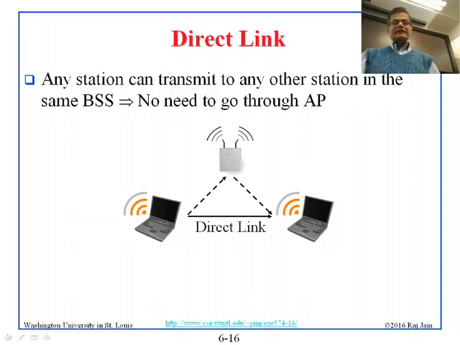All right, direct link is very easy to understand. You tell the access point that I need a direct link to this station, and then the access point will say go ahead, and then you can send it directly. So that way you don't have to have 2 frames for each frame.